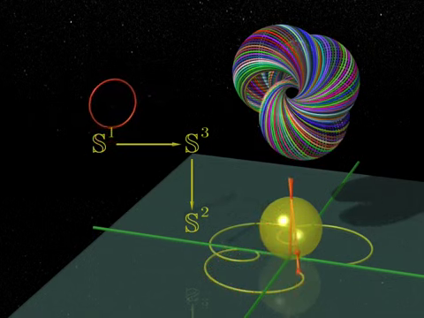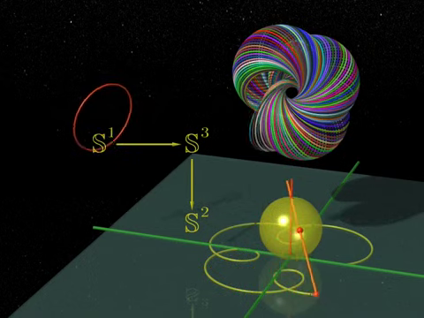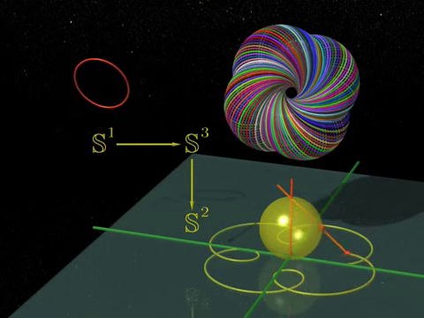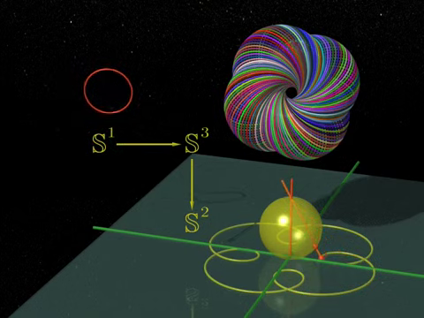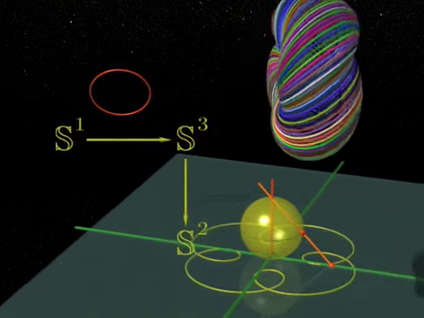Mathematicians say that above any point of the base, S2, there is a fiber, which is a circle, S1, and that the total space of this fibration is the sphere, S3. I am very proud of my fibration, all the more so because it has become a fundamental object in topology.